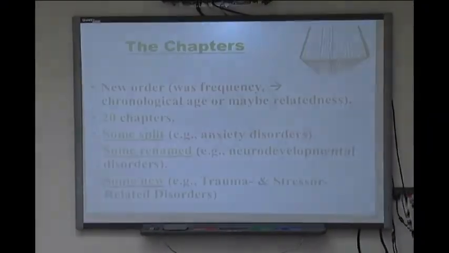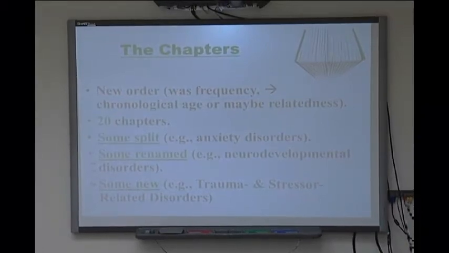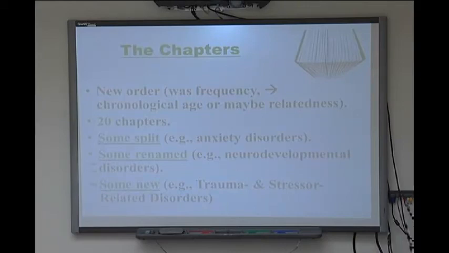As we talked about, there is a new order. Some of the chapters have been split, so when you're used to seeing things together, they now might be in different places. We're going to see, for example, the anxiety disorders. There are now 3 chapters covering what used to be 1 chapter of anxiety disorders. We're going to see some renaming, so the neurodevelopmental disorders are new. You are no longer going to find a chapter called disorders usually first observed in infancy, childhood, or adolescence. So you're going to be looking throughout the DSM-5 for those disorders.